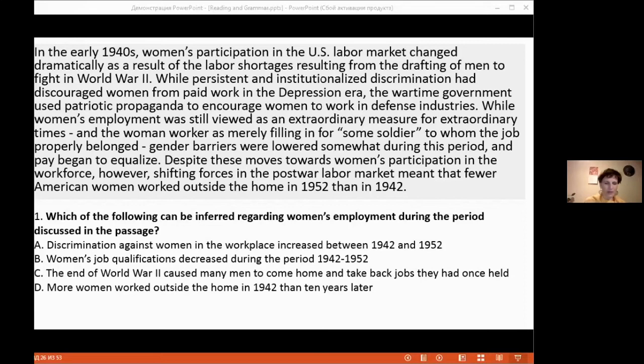So let's comment a little bit. Obviously, all the options here are about the period of 1942 and 1952, this 10-year period of time, or rather two times and their comparison. So answer A would be incorrect because we know that the employment of women decreased, but we do not know the reason. Nothing in the text points to that. We only know that there were some shifts in the post-war labor market.